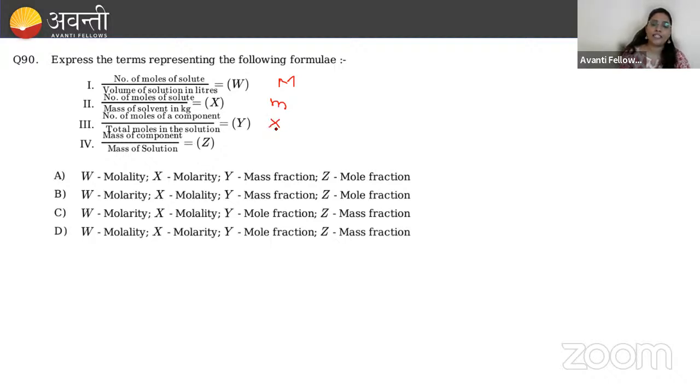ठीक है, mole fraction हम x से दिखाते हैं. Next, mass of component divided by mass of solution. Okay, what is this? This is our mass fraction, not mole fraction, sorry. So what is the correct answer? Option C is the correct answer: molarity, molality, mole fraction and mass fraction. Option C. Any doubt in this?